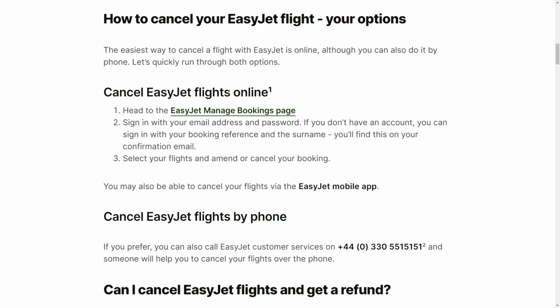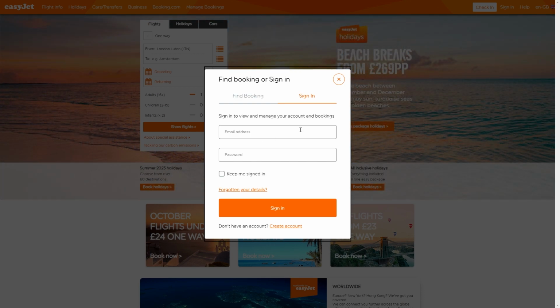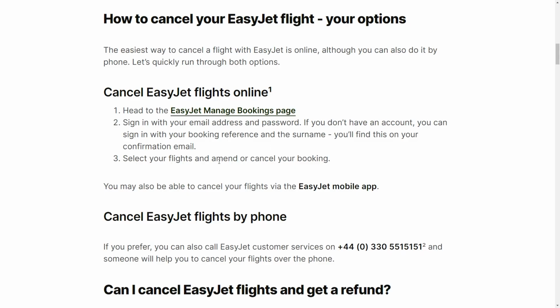So in order to actually cancel your Easyjet flight online, you first want to head over to the Easyjet Manage Bookings page. So what you have to do is head over to Easyjet's website and you will have to log into the account where you've actually booked your Easyjet flight. So once you are actually logged in with your account, you want to head over to the Manage Bookings page. From there, you'll be able to see your flight and it's very simple. You can simply just click on it in order to actually cancel your booking. And you may also be able to cancel your flights via the Easyjet mobile app. So if you do have the app, it could be worth going on there, going to the same page to manage your bookings, and then from there you can try and cancel your flight.